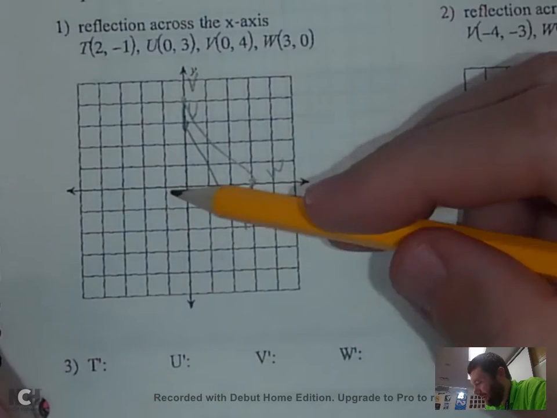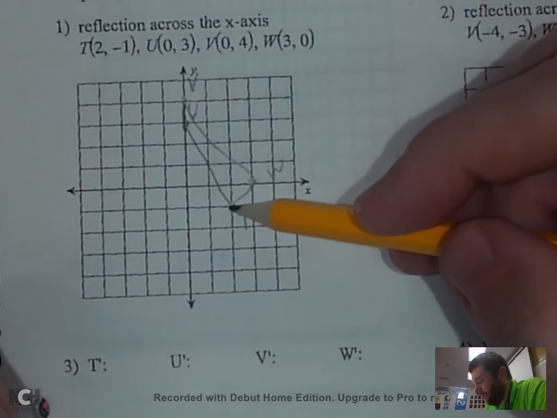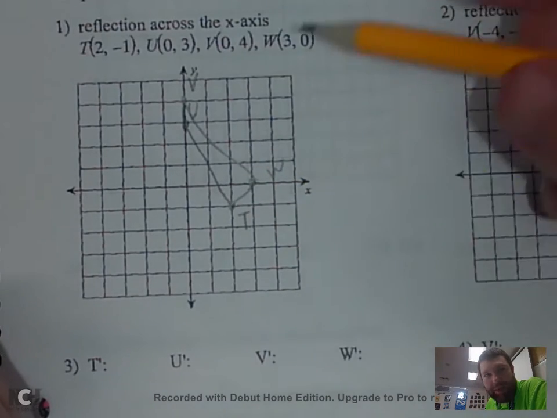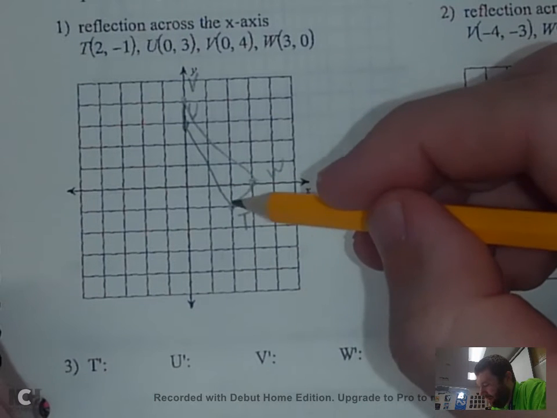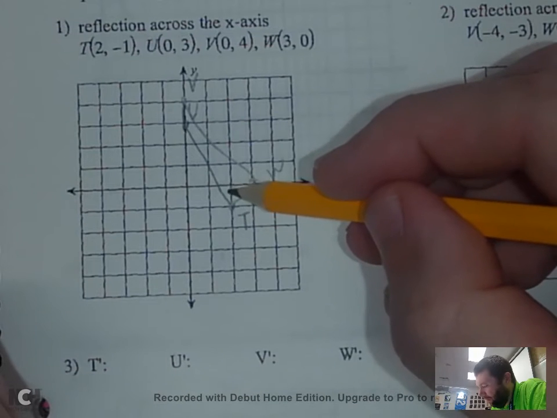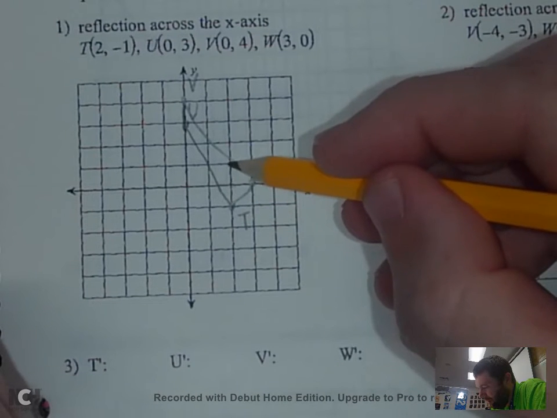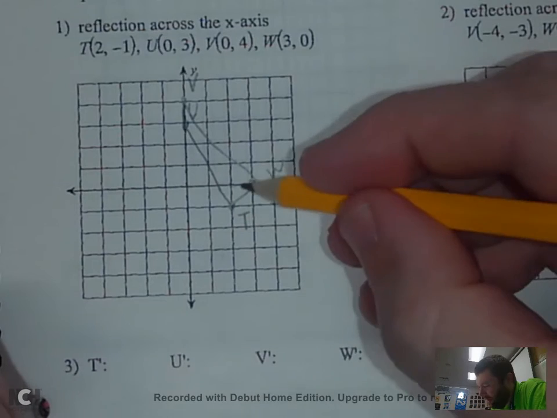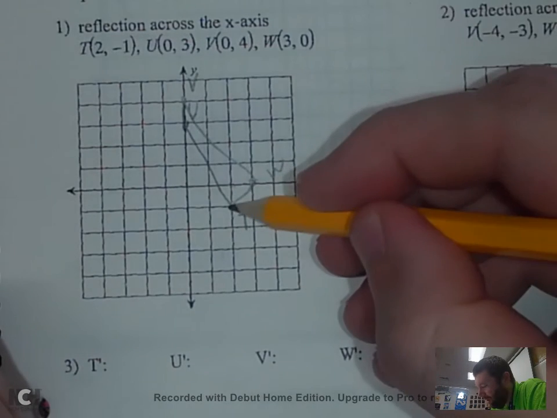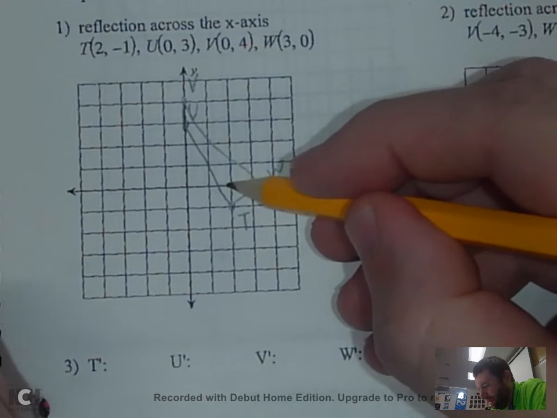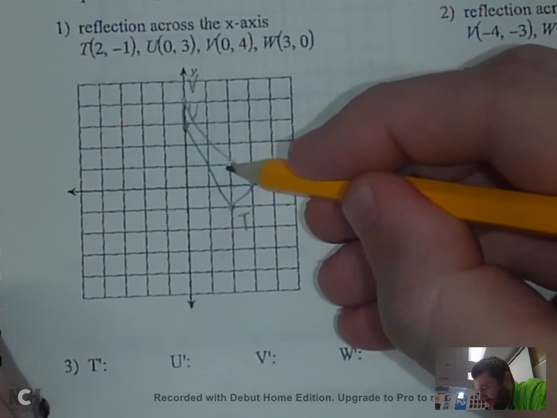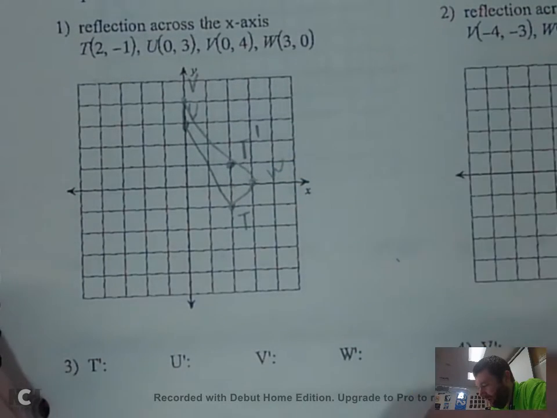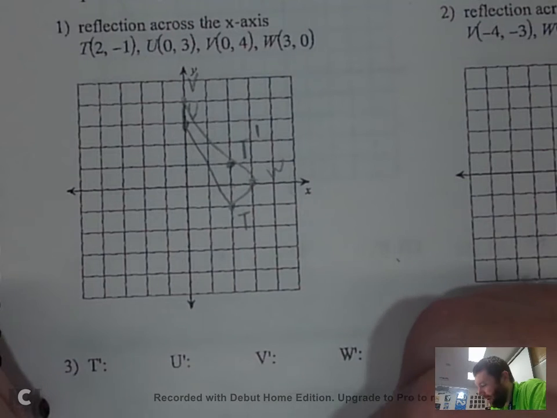If this line is the mirror, then the reflected points would be that far past it. So, for example, t. T is right here, right? If this is the mirror, t is looking at this mirror, it is 1 unit away from the mirror. So its reflection would look like it is 1 unit behind the mirror, right? So to plot a reflection, you count towards the line of reflection, and then however many spots away, you count that far past the line of reflection, and that's where your new reflected point is going to be. So t prime would go right there.